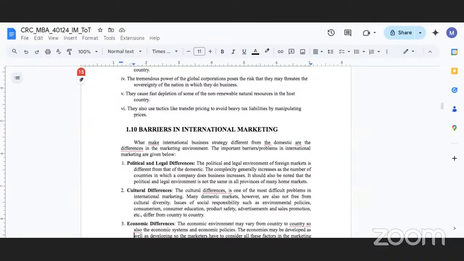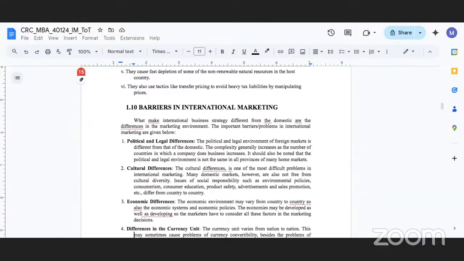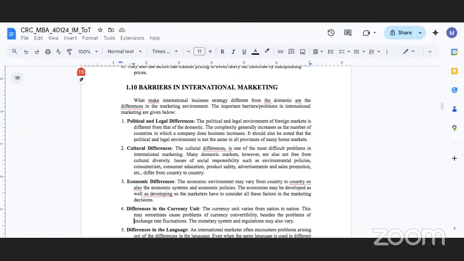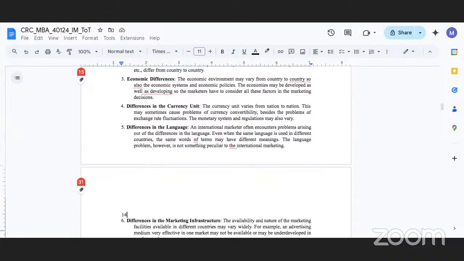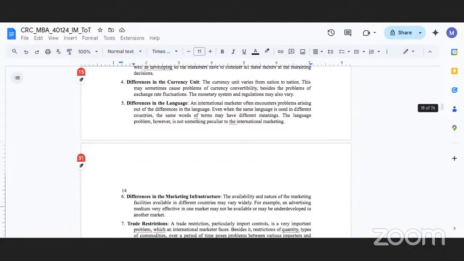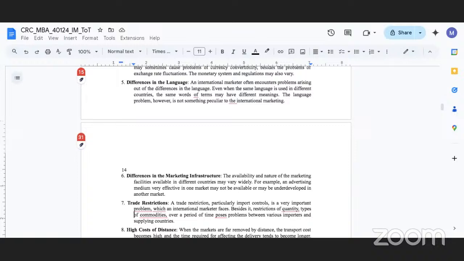And so, what are the barriers in international marketing? What makes international business strategy different is in terms of the political and legal differences, the cultural differences, the economic differences, the differences in the currency unit and the currency change that happens, the differences in the language, the differences in the marketing infrastructure. For example, an advertising medium in one country may not be very effective in another. So we need to understand that.